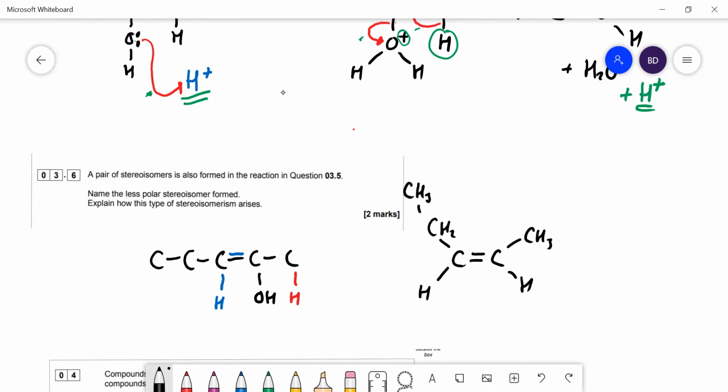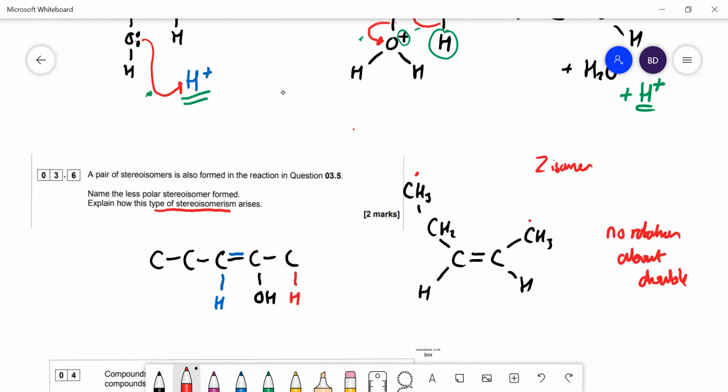Now that isomer I've drawn, you can see we've got the 2 high priority groups. Well, let's see. Explain how this kind of stereoisomerism arises. It's obviously due to the double bond, say that, and the fact that you can't, no rotation against a double bond for 1 more. And you have to name the less polar stereoisomer. Now the one I've drawn here, they've got the high priority groups on the same side. So that would actually be the Z isomer.